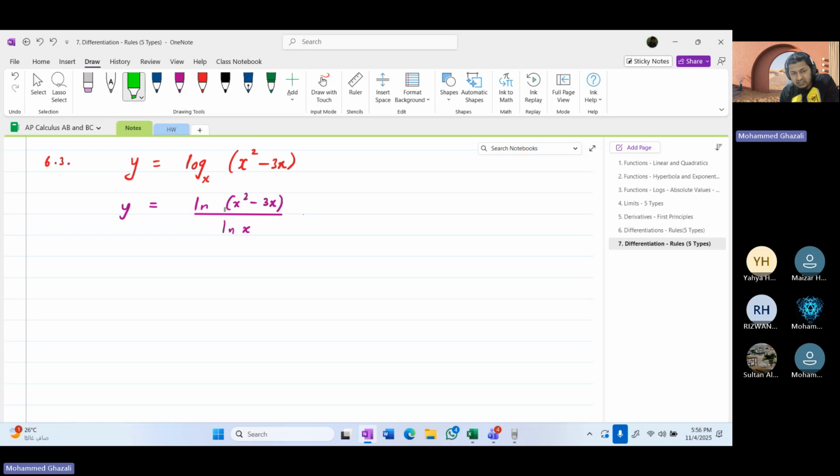This is not a constant. We have a function over function. So this is f over g. So anyone remembers what rule we're going to use there? We're going to use the combination of quotient and ln rule. So you're going to find f prime g.